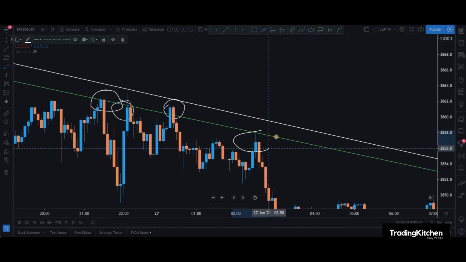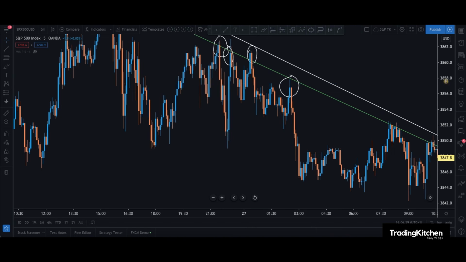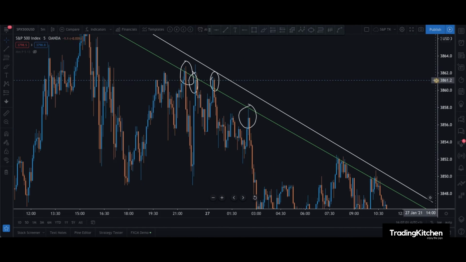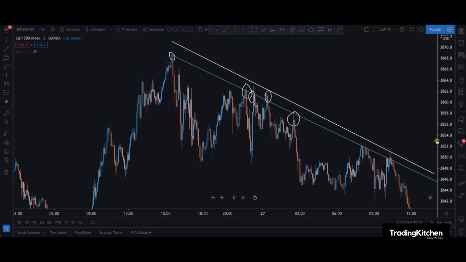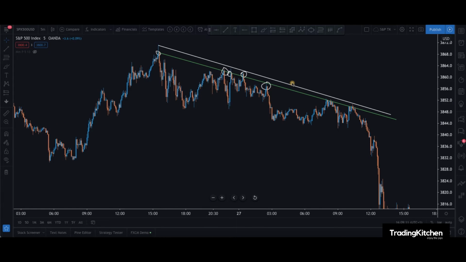Okay, same thing with this one. If you take the white trend line, you will miss all these entries. Okay, so try to touch as many points as possible of the price.